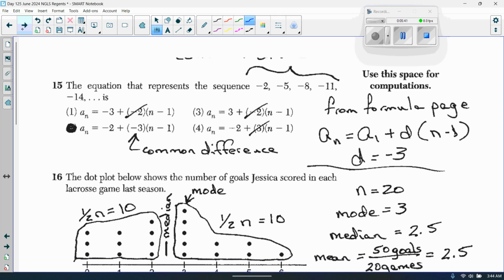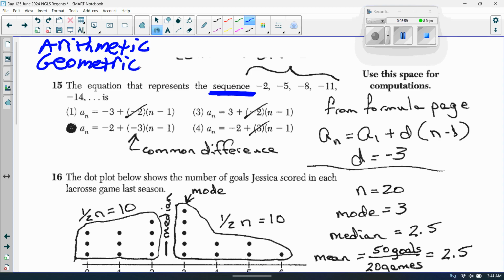Okay, number 15 says the equation represents a sequence. The second you see that word sequence, you know it's either arithmetic, mind my handwriting, or geometric. It's got to be one of those two. So the first thing you got to decide is, are we looking at an arithmetic sequence or a geometric sequence? Well, remember, arithmetic starts with an A, so does adding. So if you have to add or subtract, it's arithmetic. If you have to multiply or divide, it's geometric.